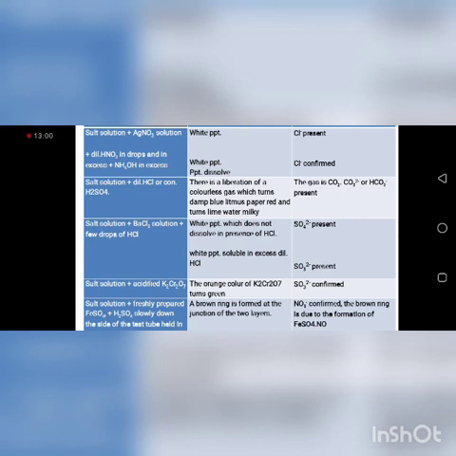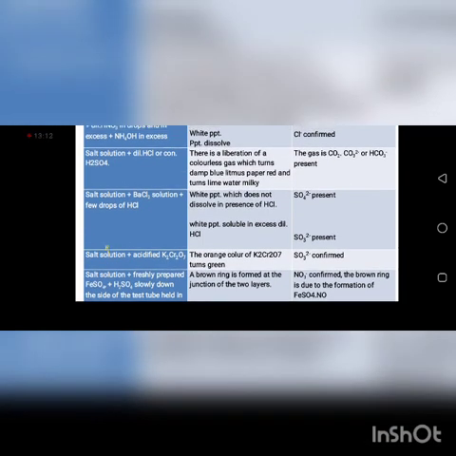The next one is when you add freshly prepared iron 2 sulfate to the unknown sample solution plus conc H2SO4 slowly down the side of the test tube held in a slanting position, and after that you observe a brown ring formed at the junction of the two layers, it confirms that NO3- is present. The brown ring is due to the formation of FeSO4.NO. So this is the brown ring test, and this brown ring test is used to identify trioxonitrate 5 salts.